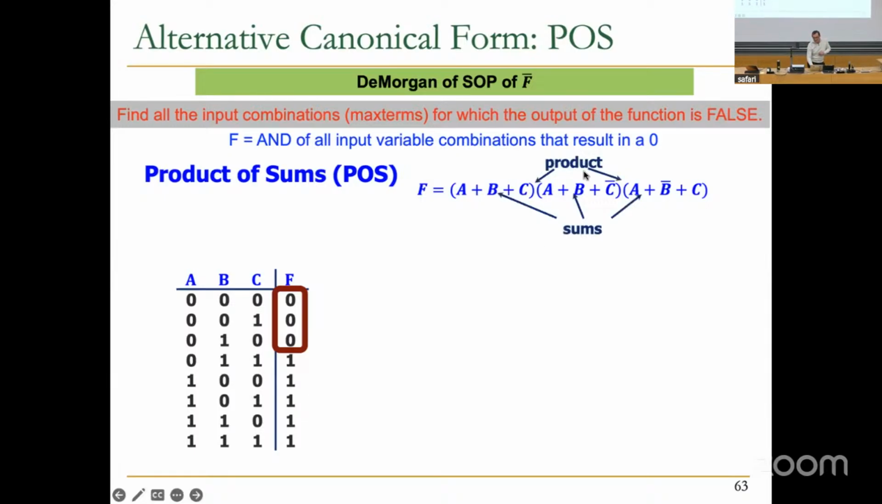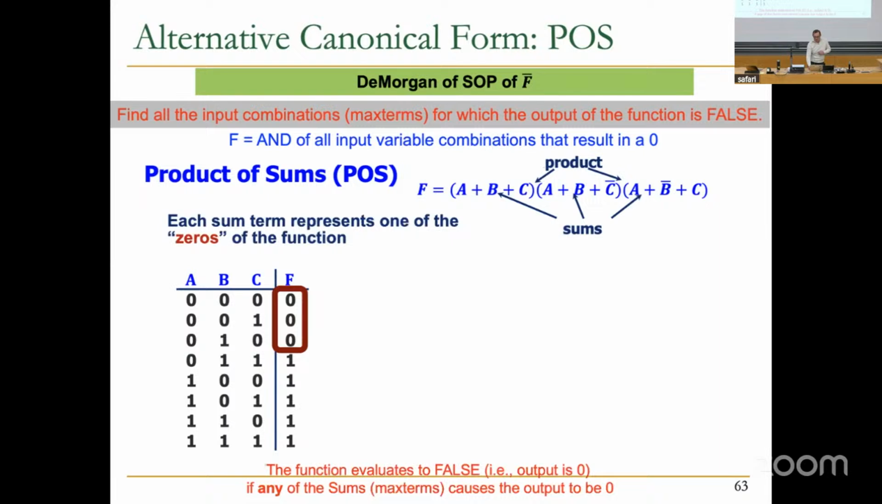Essentially, the reason it's called product of sums is it's really a product of these sums. Now you have ORs over here and over here. Okay. So each sum term represents one of the zeros of the function, basically. The function evaluates to false, i.e. output is 0, if any of the sums, in this case max terms, these are the max terms, causes the output to be 0. Don't get too bogged down in terminology. Everything is, I think, relatively simple over here.